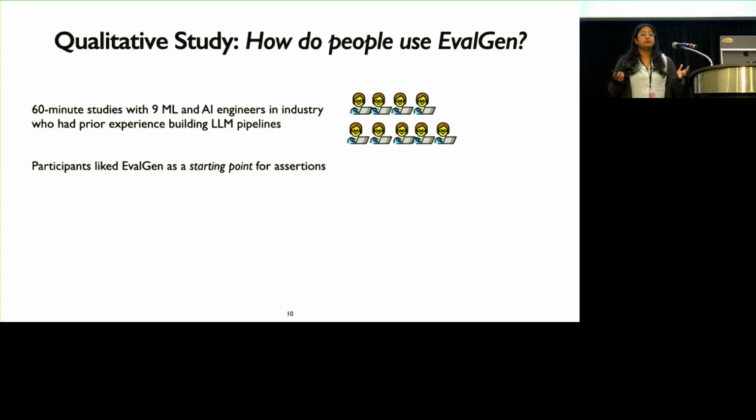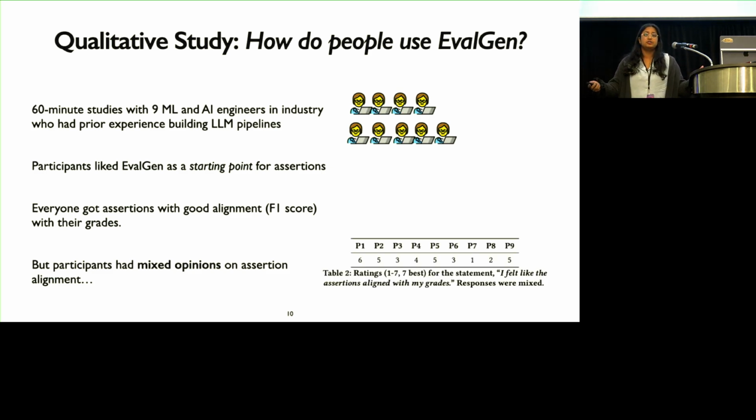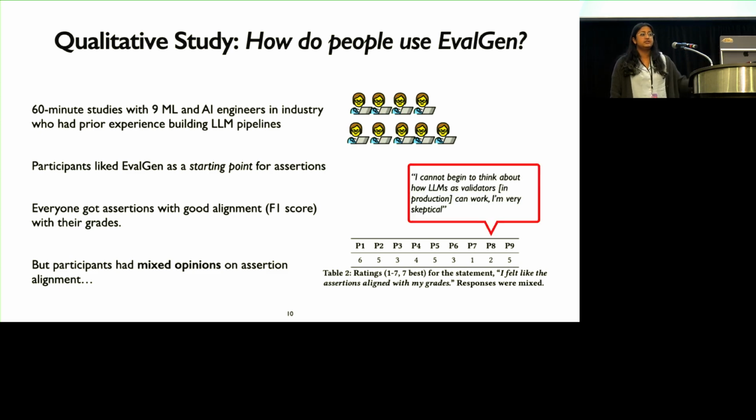It alleviated this kind of blank page problem, which is not really surprising. But what was very surprising to us is that even though they got evaluations that aligned with their grades, they still didn't trust it. The Likert scale scores were all over the place, some with 6s, some with 1s, 2s. And people said, I can't even begin to think about how I would put this in production. I'm super skeptical.